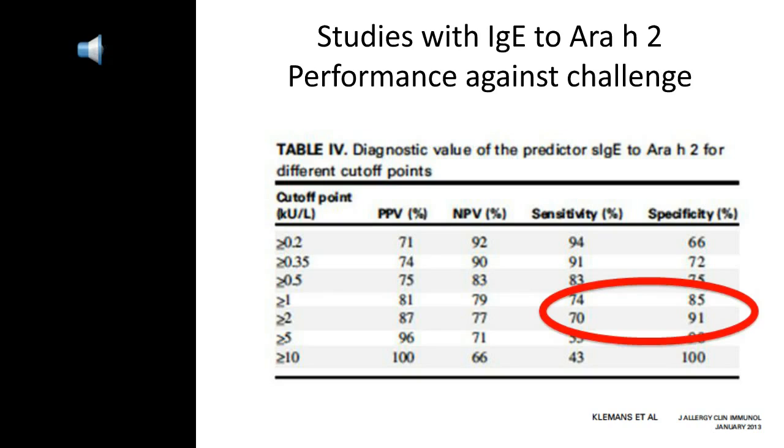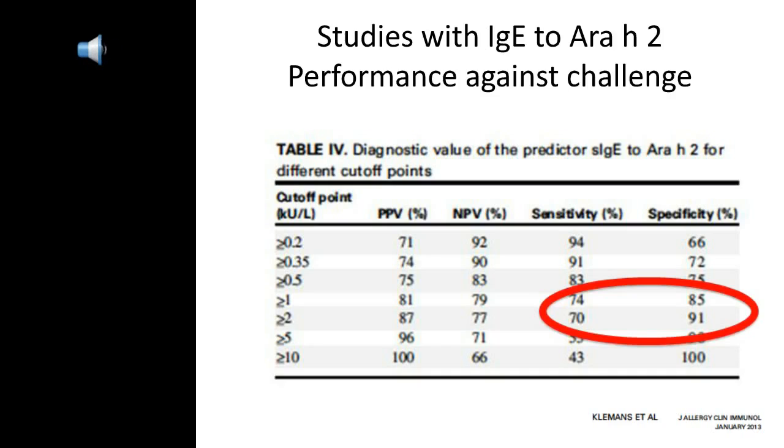In other words, the ability to pick up people who react below the cutoff goes up. 70% of people who are above this cutoff will react, and only 30% of reactors will be below the cutoff. So the bottom line is that component-derived testing reduces the number of people who will react below the cutoff, but it doesn't reduce it completely.